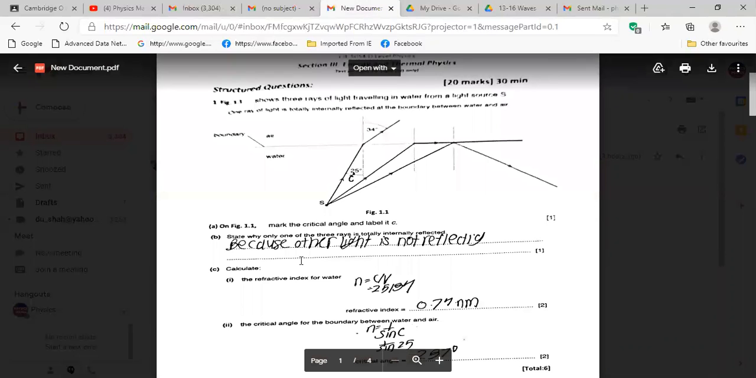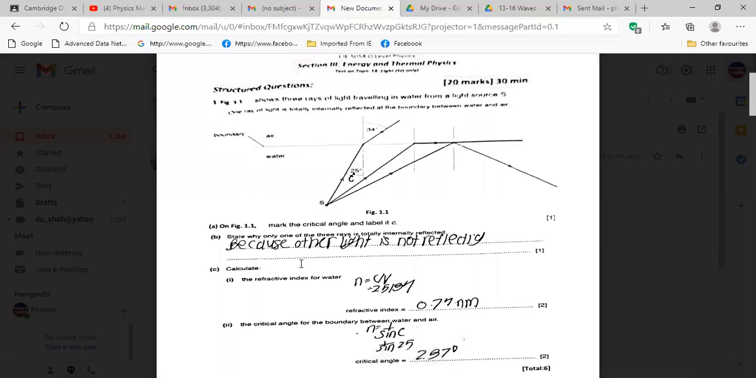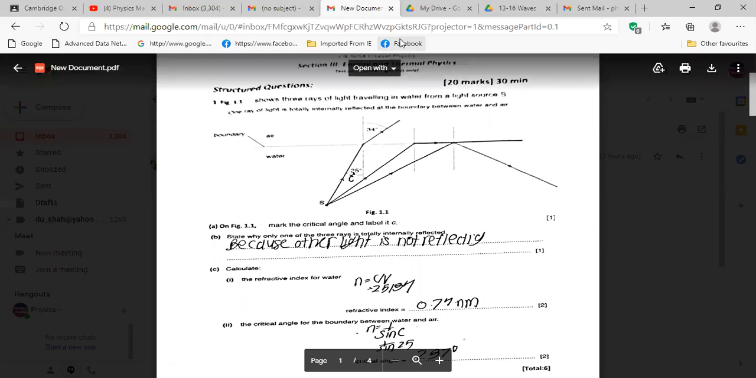Then Farabi's one. Let us see what you wrote, Farabi. You wrote C by V. Why did you write C by V, Farabi? There is one formula with speed, but here the value of speed is not given, right? Farabi? Hello, Farabi. Farabi is not here. Okay.